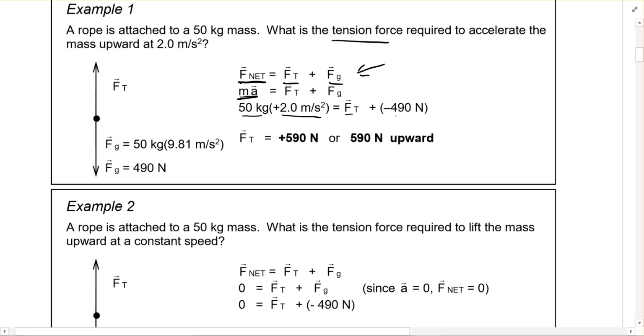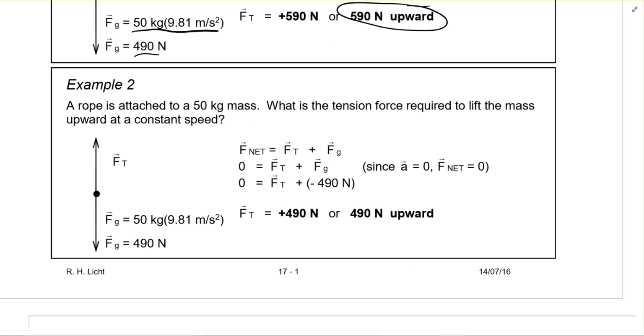And then we still have T. And then it's going to be negative 490 newtons. And we figure that out just by multiplying the mass times 9.81 to get the force of gravity in newtons. And then just solve for Ft. So rearrange, it's going to be positive, so the tension force is going to be 590 newtons upward.